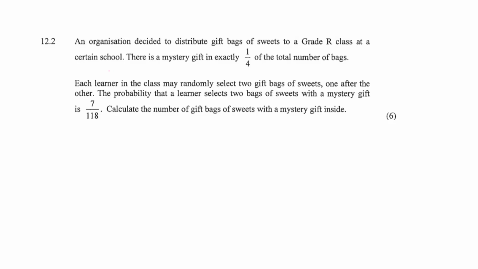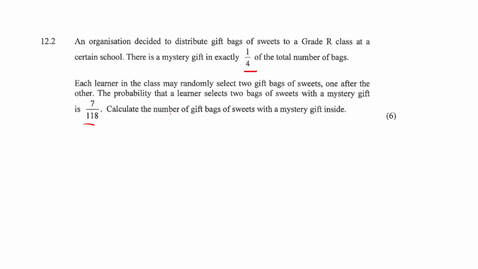Ah, yes, tree diagrams. An organization decided to distribute gift bags of sweets to a grade R class at a certain school. There is a mystery gift in exactly a quarter, 1 over 4, 0.25 of the total number of bags. Now, each learner in the class may randomly select 2 gift bags of sweets, one after the other. The probability that a learner selects 2 bags of sweets with the mystery gift is 7 over 118. Now, calculate the number of gift bags of sweets with a mystery gift inside.